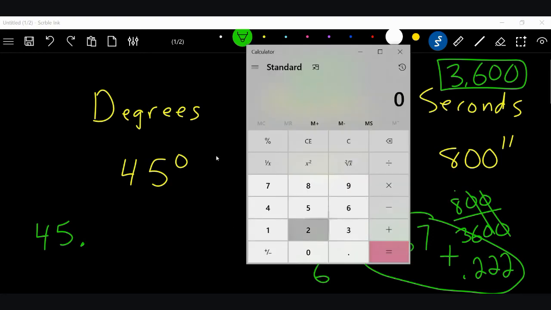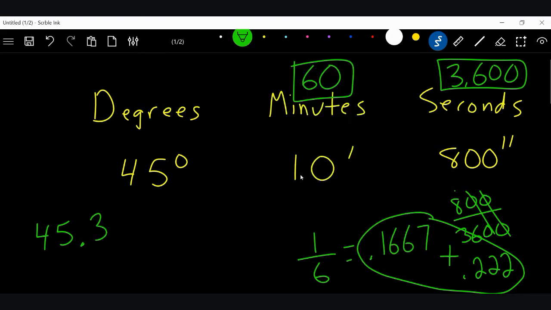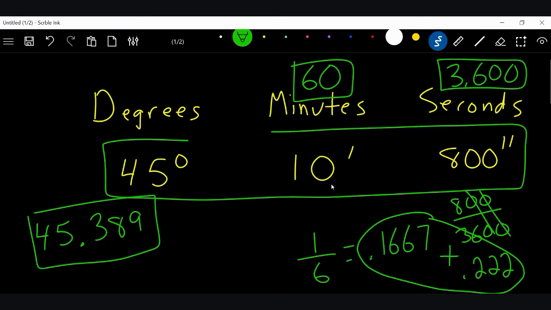If we take our calculator, we put in 0.222 plus 0.167, and that's going to equal 0.389, and that's going to be our decimal. So our angle in degrees, minutes and seconds would be 45 degrees, 10 minutes, and 800 seconds. In decimal form, it would be 45.389 degrees. And that's the way that you do degrees, minutes and seconds.